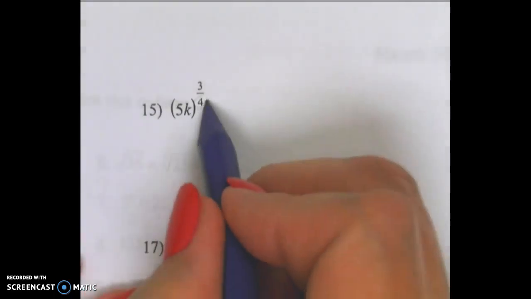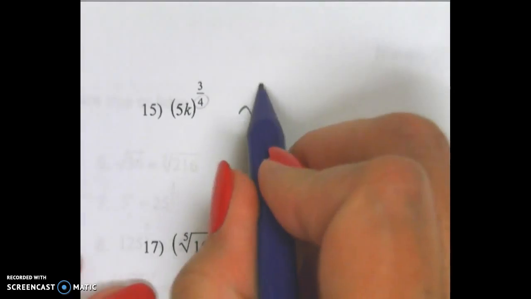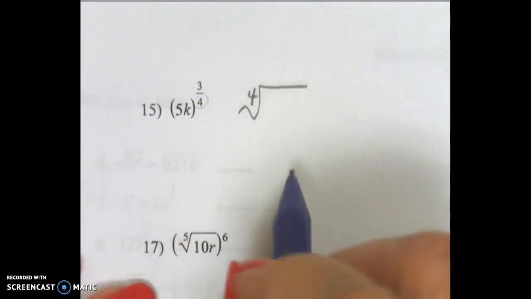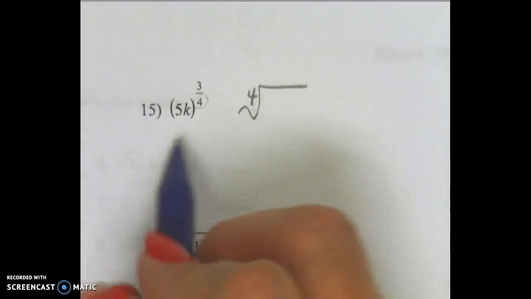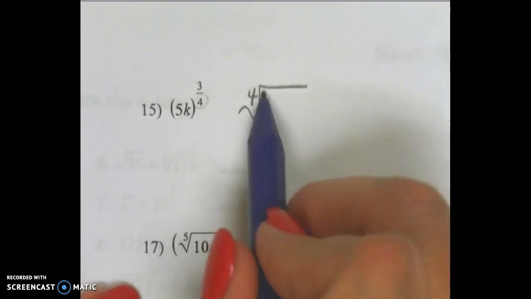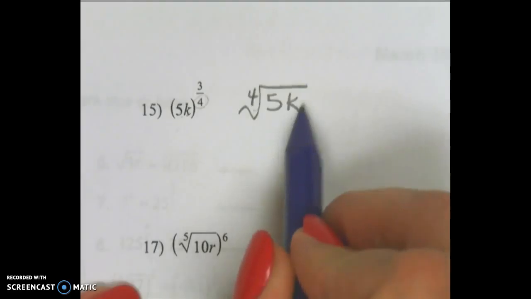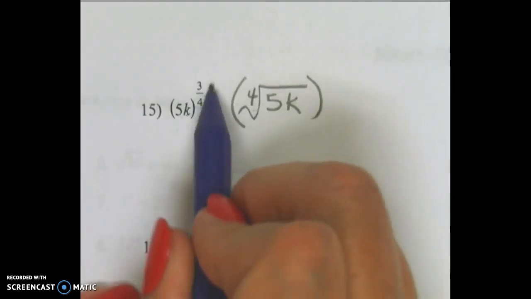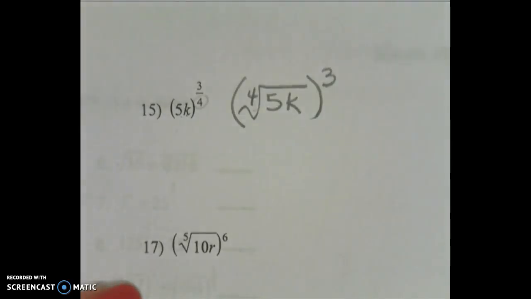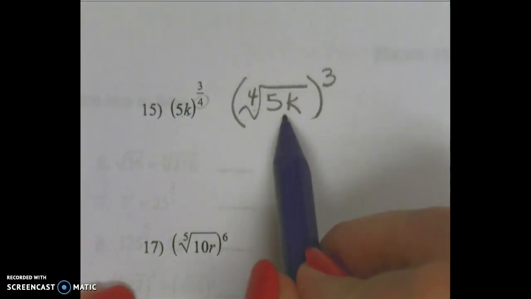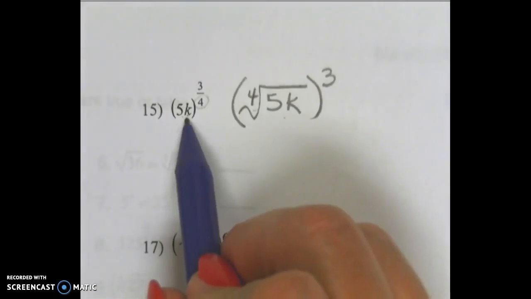Number 15. Because of the 4 here on bottom, that tells me it is a 4th root. So my 4 goes in this little space, and it's a little smaller. My 5k goes inside the radical, and it's raised to whatever the numerator is, and in this case, it's a 3. This is radical form. This is exponential form.